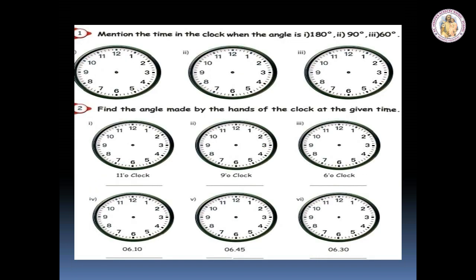Children, at home, you have to do this with the help of a protractor. Draw the clock in your notebook and find out the angles.